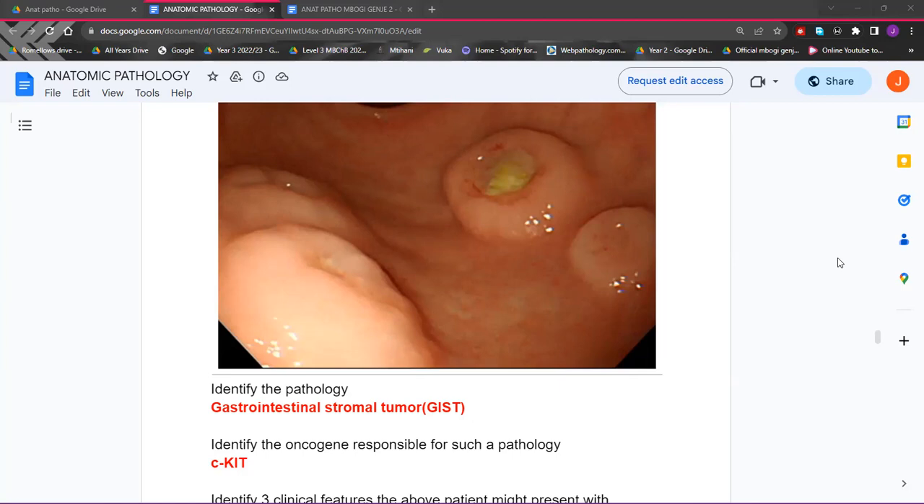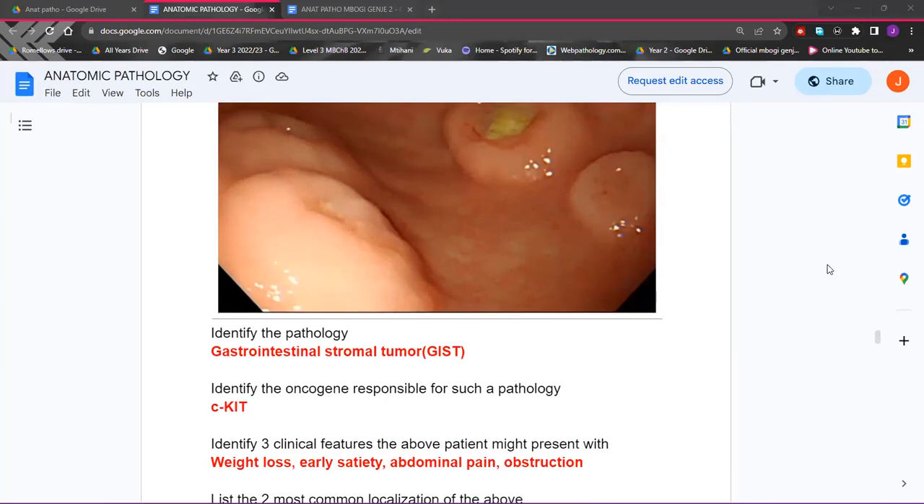If I have a tumor in my GIT, what are some of the clinical features I might present with? Obstruction. Yes, I agree with that. What else? Will I have abdominal pain? Yes, exactly. Will I have some weight loss? Probably because I'm not feeding well. Yeah. And also early satiety. Exactly, and abdominal pain. Weight loss, early satiety, probably vomiting, right? Because you can't stomach what you've eaten.